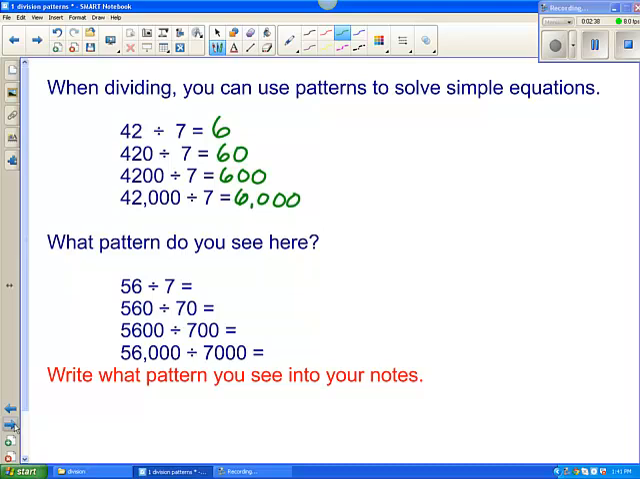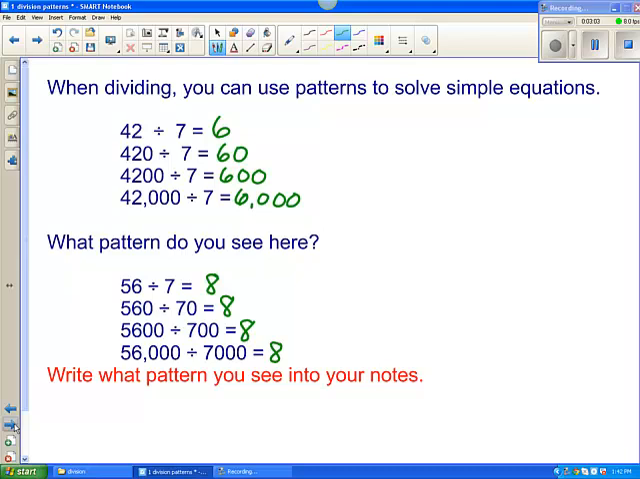What patterns are you seeing? In our second example, we're going to take 56 and divide by 7. And that's a basic fact, so we know the answer is 8. Now 560 divided by 70 is also 8. 5,600 divided by 700 is 8. And 56,000 divided by 7,000 is 8.